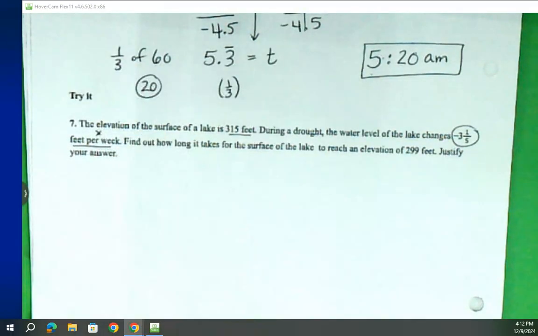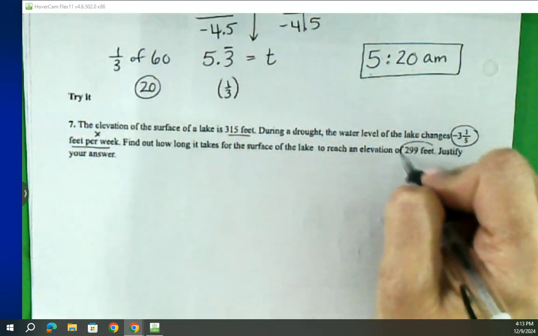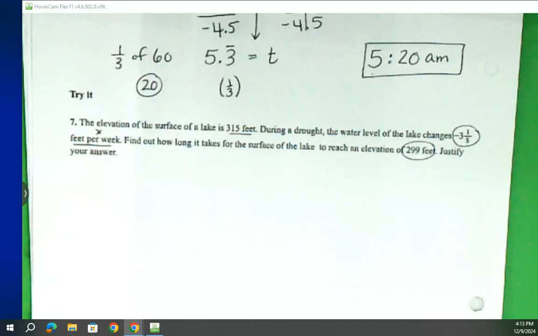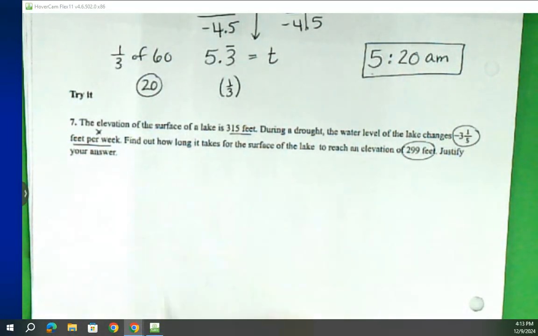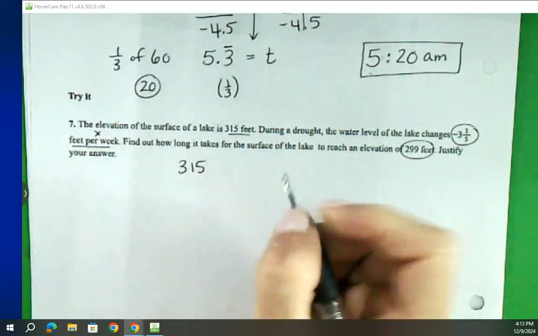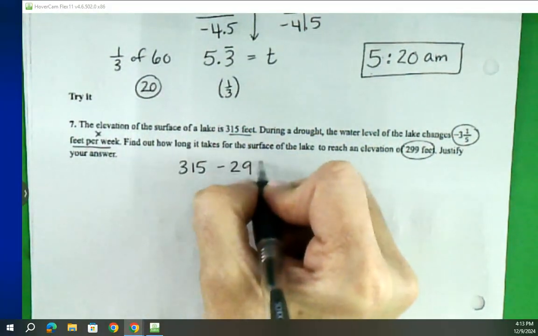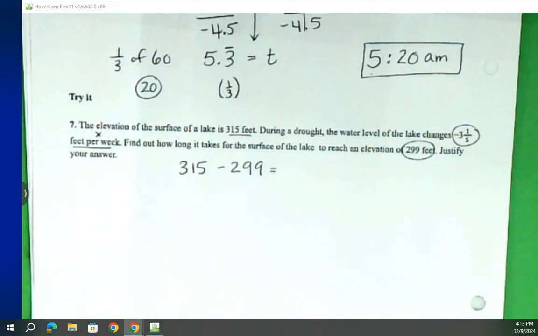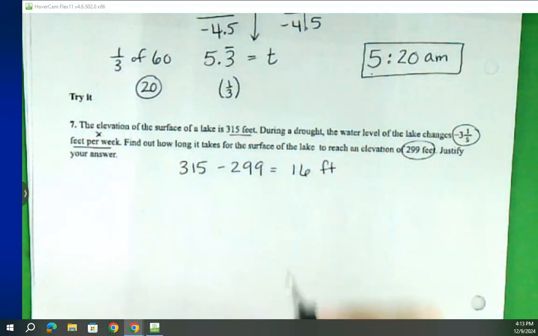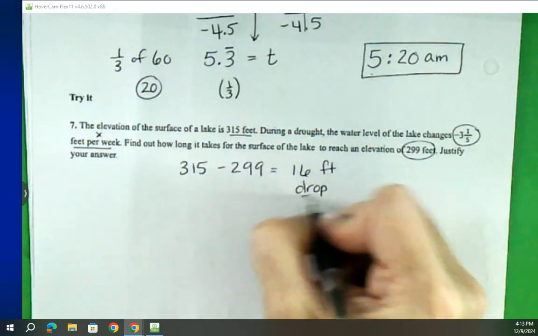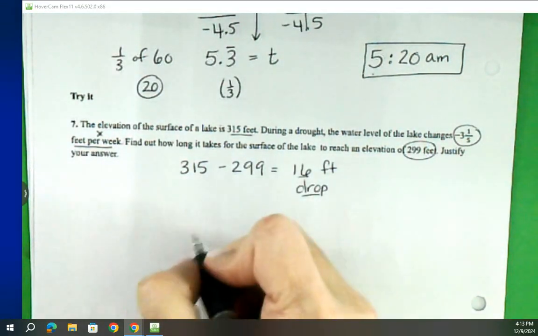So there's our per, so we know we're going to be multiplying that amount. Find out how long it takes the surface of the lake to reach an elevation of 299 feet. So we're looking at how much of a drop this is. So 315 minus 299 equals, and you can just type that out on the calculator or line up your digits. Either way, we get 16 feet. So that's a drop of 16 feet. And since it's a drop, we're going to consider that -16.